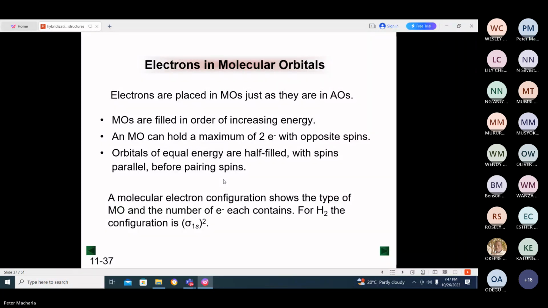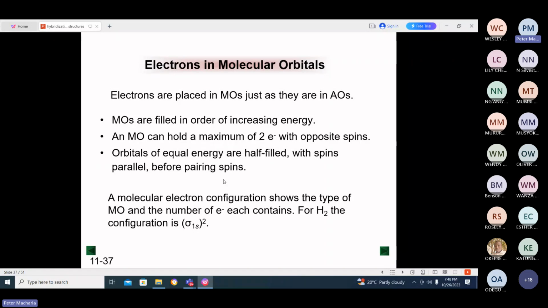So how do we place electrons in molecular orbitals? Electrons are placed in molecular orbitals just as they are in atomic orbitals. That is, you look at the outermost electronic configuration. Molecular orbitals are filled in order of increasing energy, and a molecular orbital can hold a maximum of two electrons with opposite spins. Orbitals of equal energy are half filled with spins parallel before pairing spins. The molecular electronic configuration shows the type of molecular orbitals and the number of electrons in each.